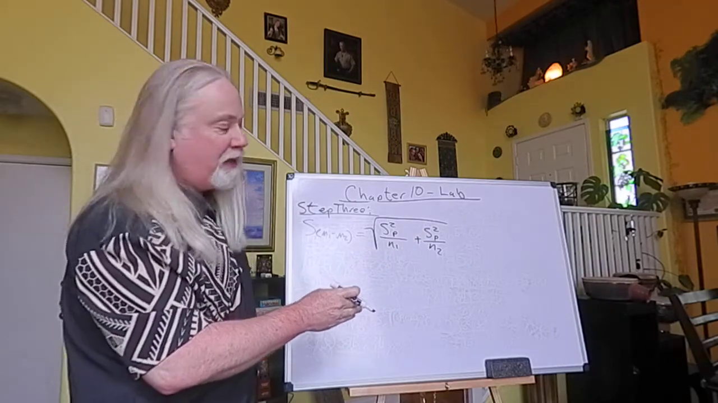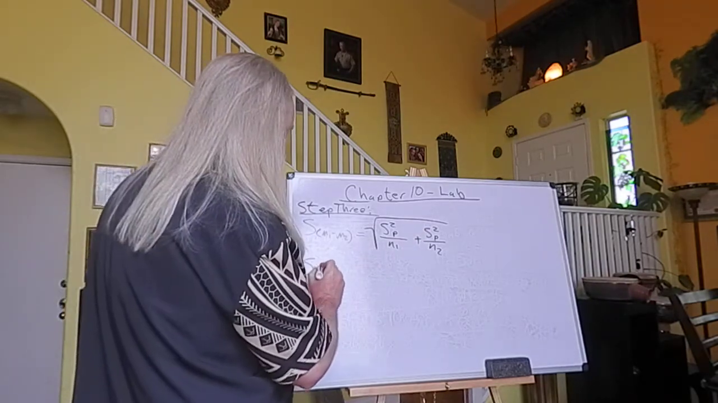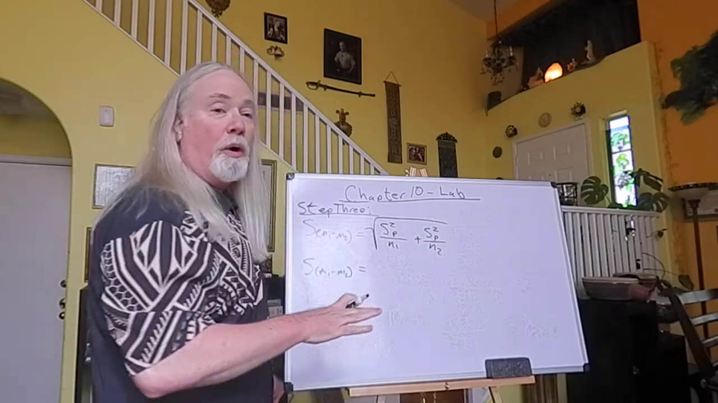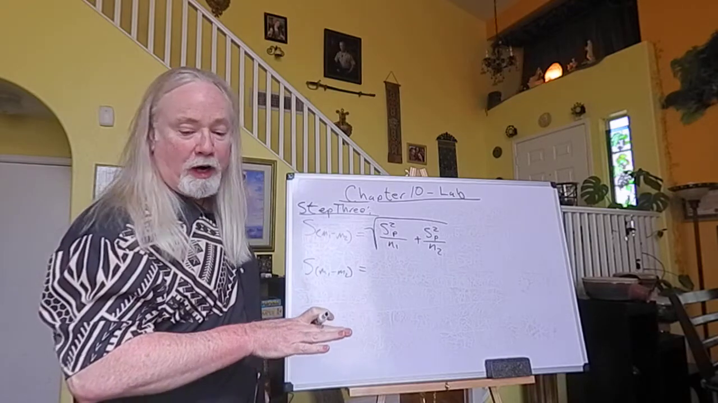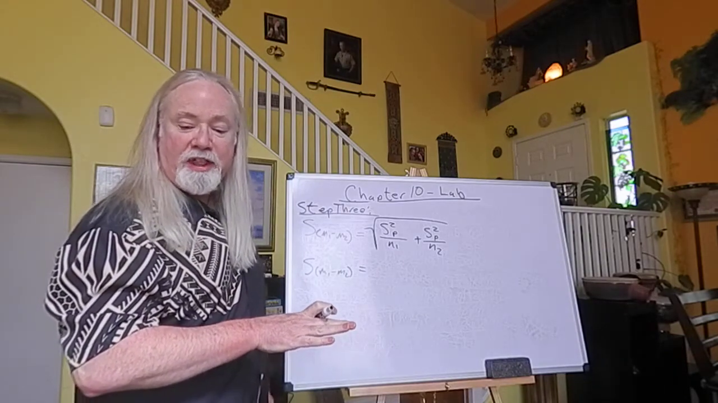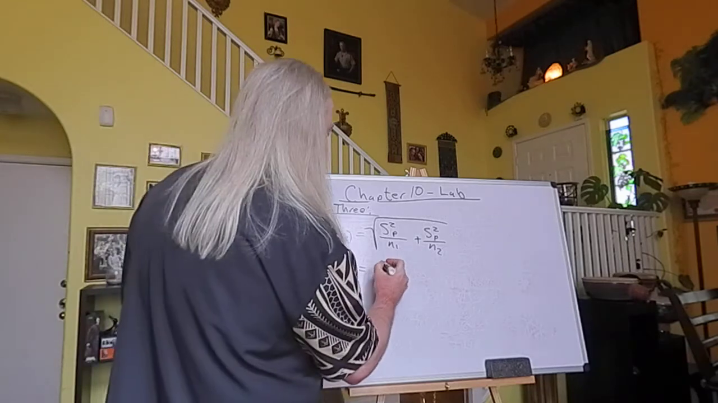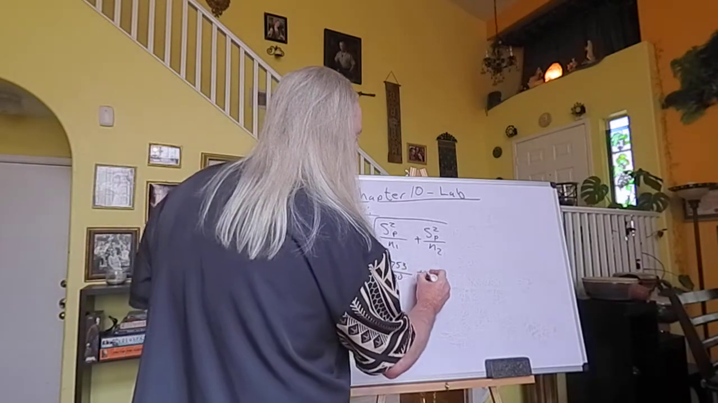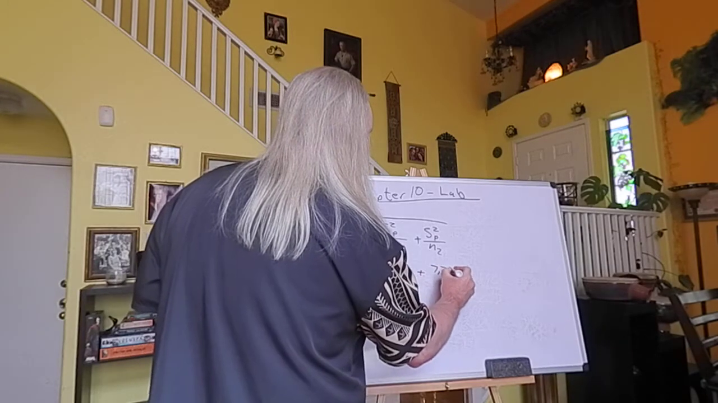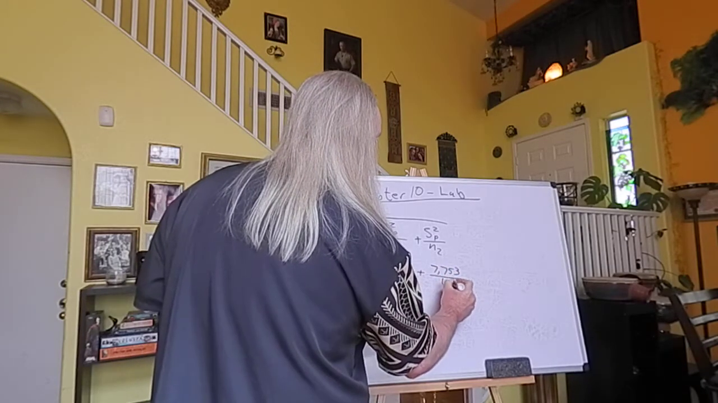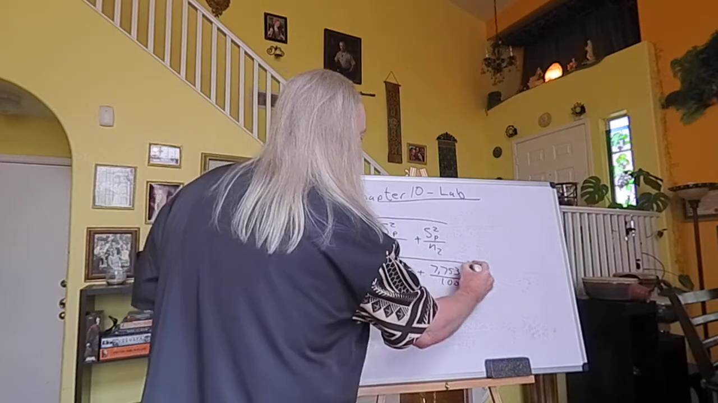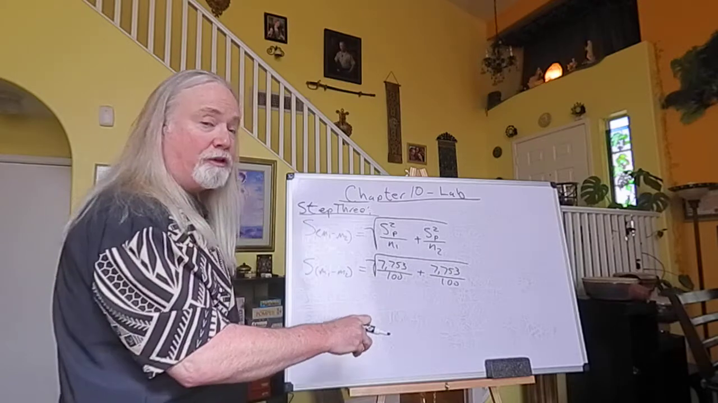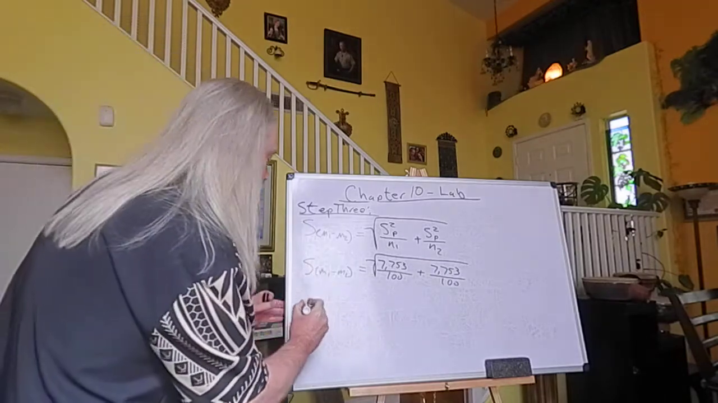So we plug in our values. Our pooled variance was 7,753.3 divided by 100 plus 7,753.3 divided by 100, and then square root all of that. So this fraction, that fraction, add them together, then square root. Make sure you get your order of operations down.